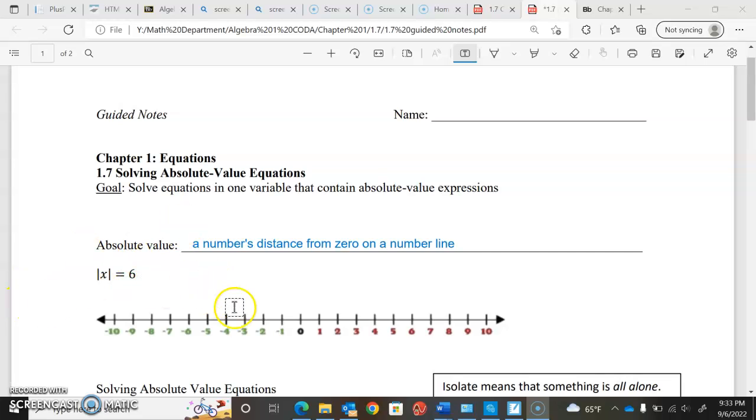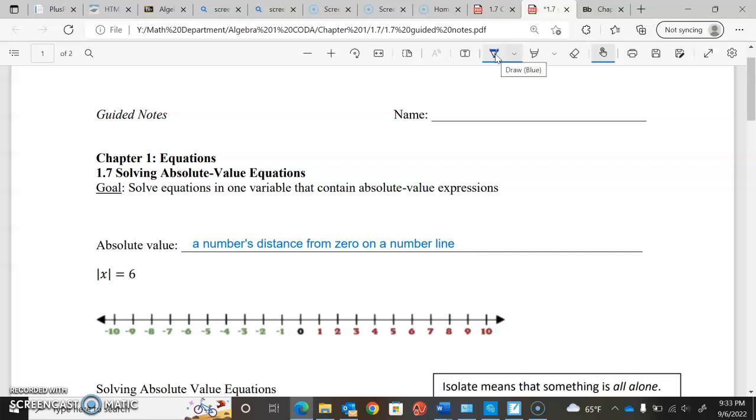So you should be following along in your guided notes. So absolute value, you're going to write down the definition here. And feel free to pause this video. I'm not going to take long breaks for you to write, but just feel free to pause it so you can write it and then hit play again if you need to rewind. Do what you got to do, okay?